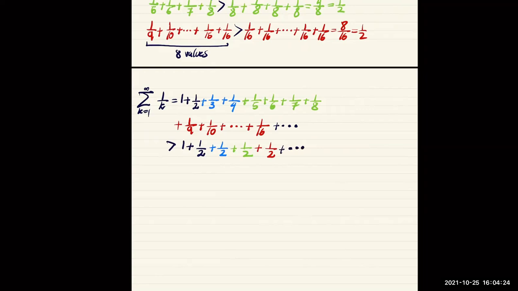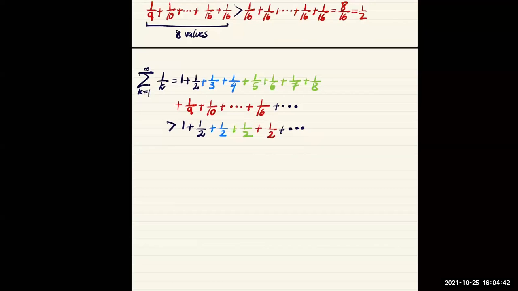Right? So how many 1/2s is being added to itself? We have infinitely many 1/2s being added, which is the same as infinity. Okay, 1 plus infinity, that's infinity. So what we just showed is that the harmonic series is larger than infinity.